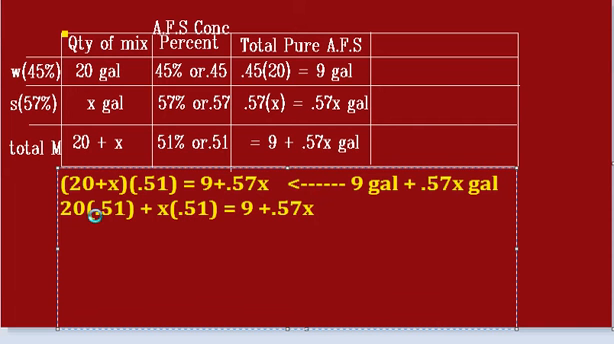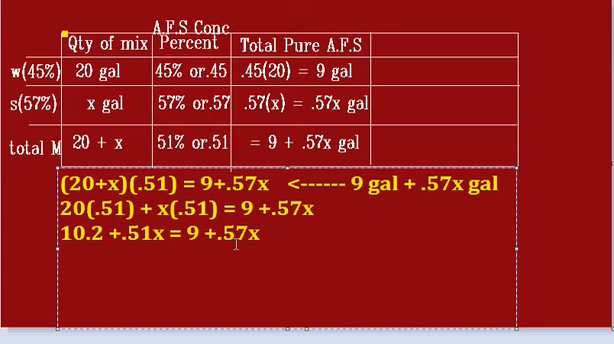And simplifying further, you will have 20 times 0.51. What is that? 20 times 0.51 is 10.2. Tama? Times 0.51, is that 10.2? Yes. So that is 10.2, plus 0.51x equals 9 + 0.57x. Can you follow?